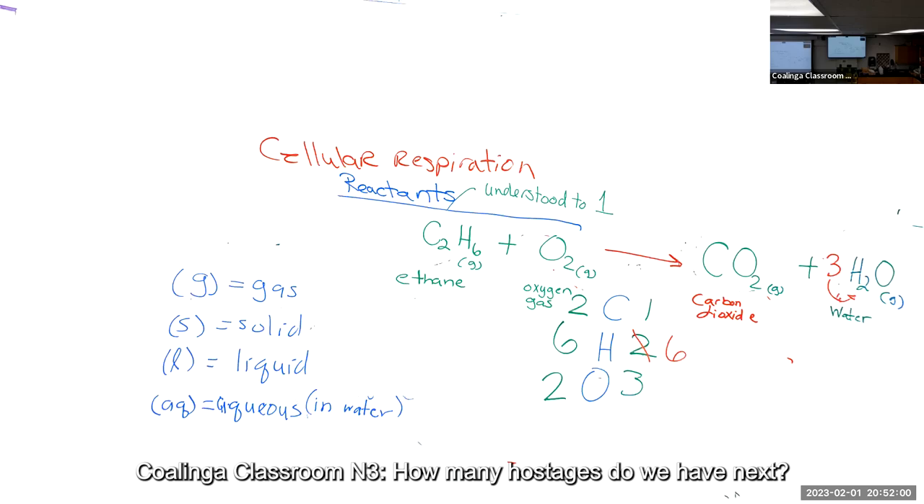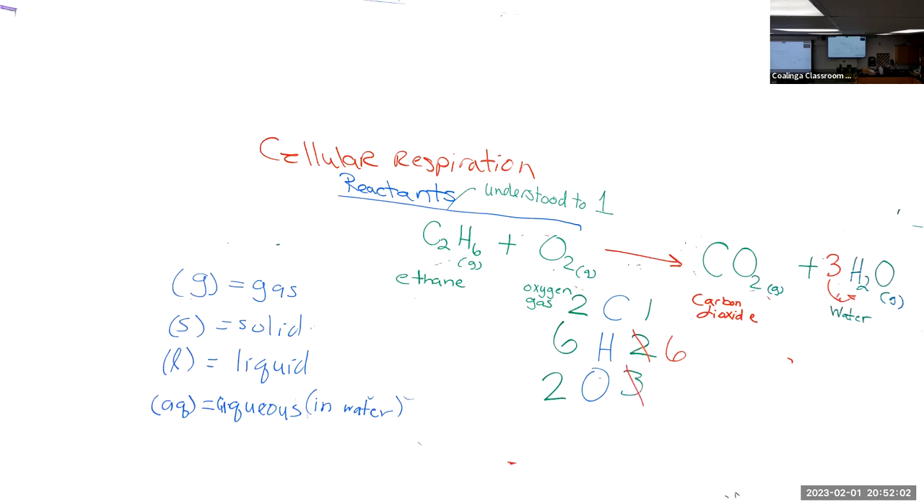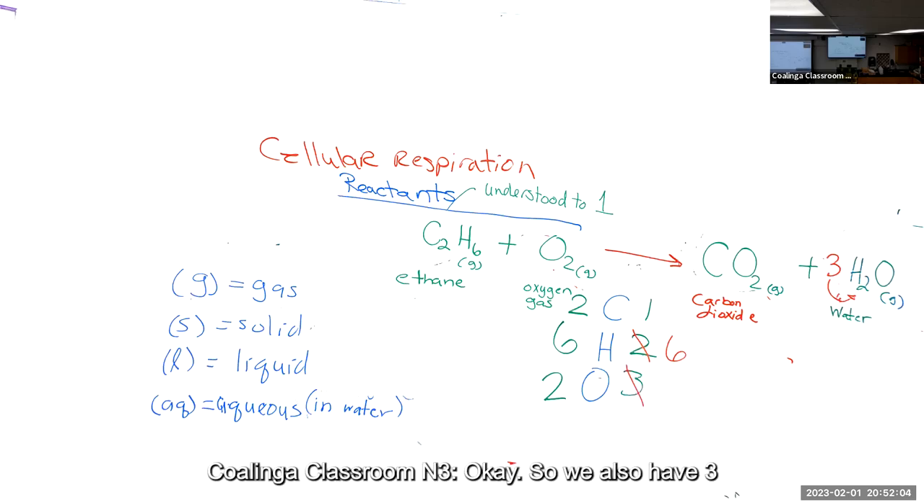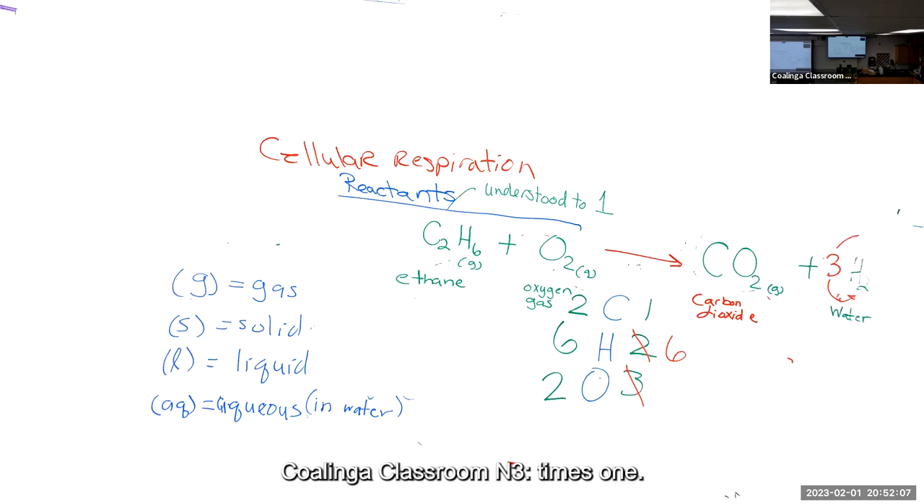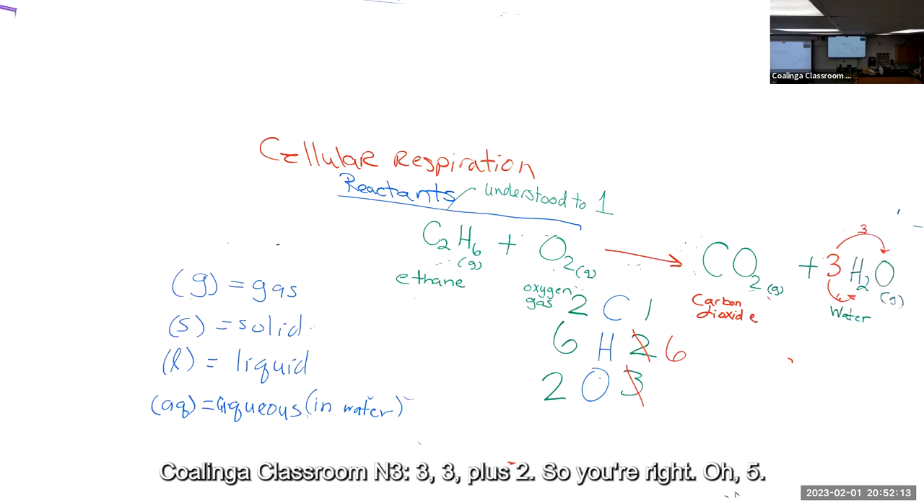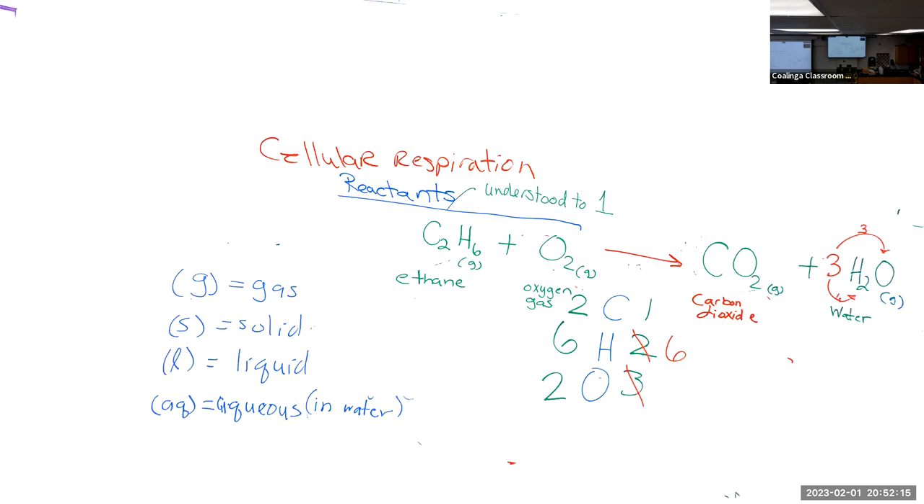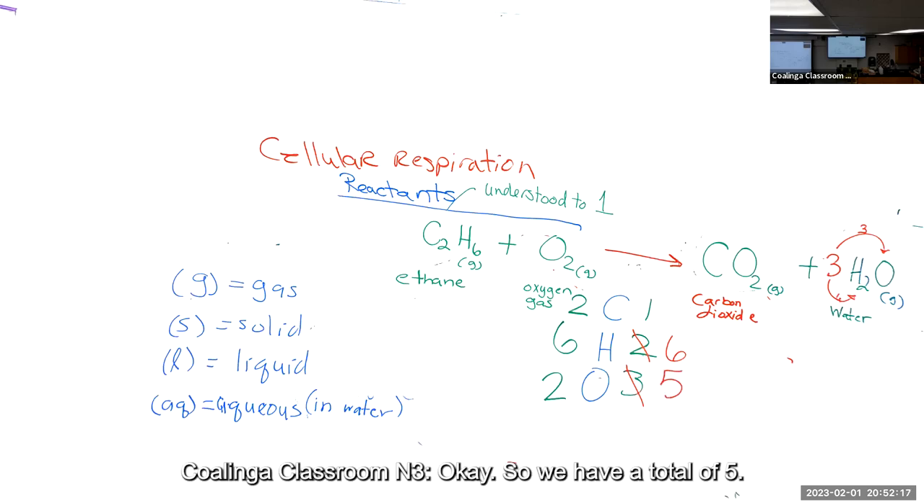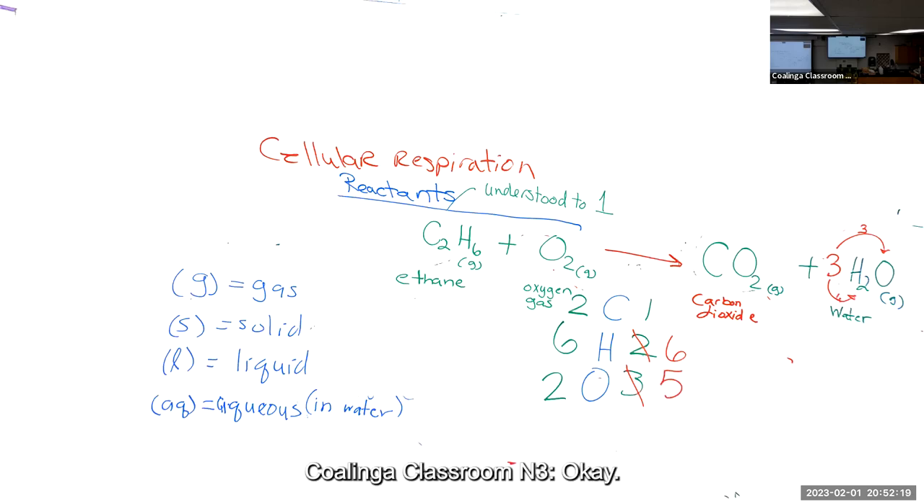How many oxygens do we have now? Five. Okay, so we also have three times one. Three times one is three plus two. So you're right, five. Okay, so we have a total of five. Okay, is that balanced? No. What do I need to do next?